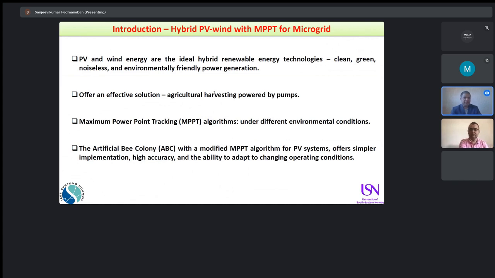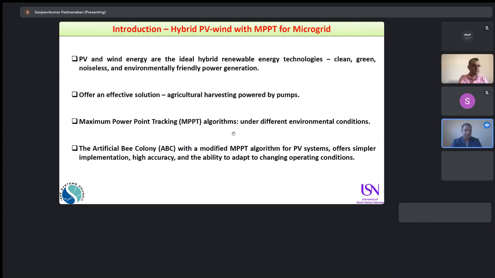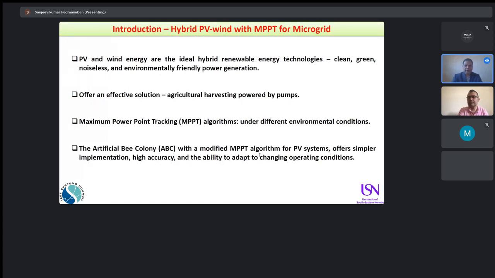We developed some hybrid algorithms based on artificial intelligence to make photovoltaics and wind integrated as renewable energy sources for clean energy with noiseless applications. We focused also on agriculture because that's very important. In all these cases, we try to develop maximum power point algorithms under different environmental conditions. For example, we have taken artificial bee colony and done MPPT, maximum power point tracking, with high accuracy and the ability to adapt in different environmental conditions.